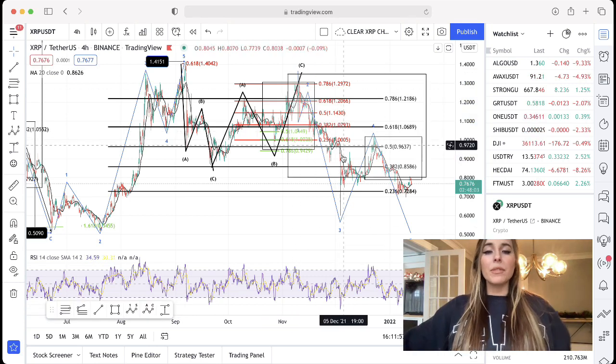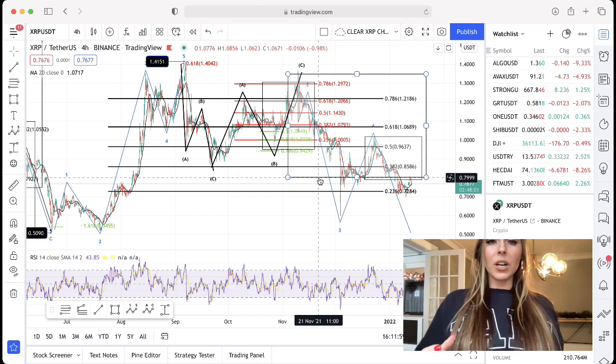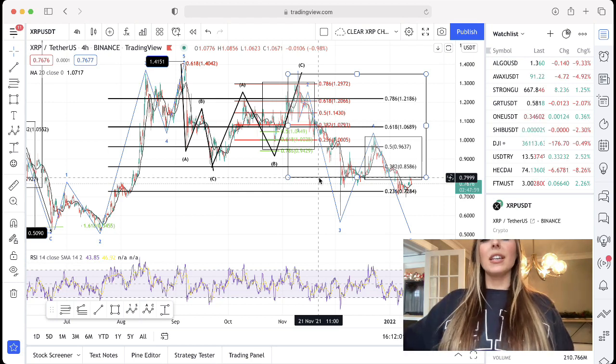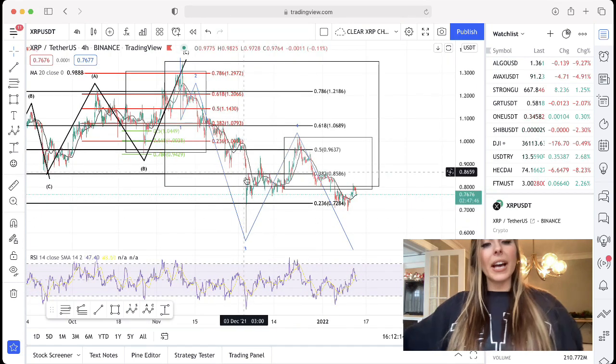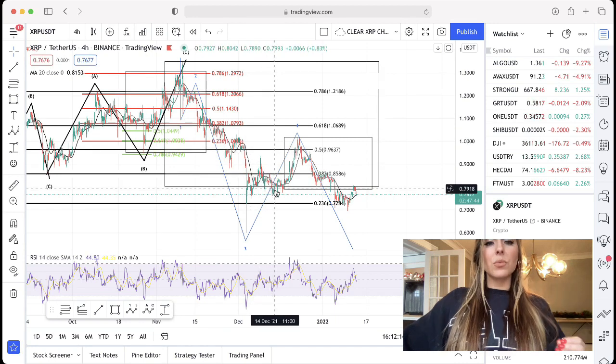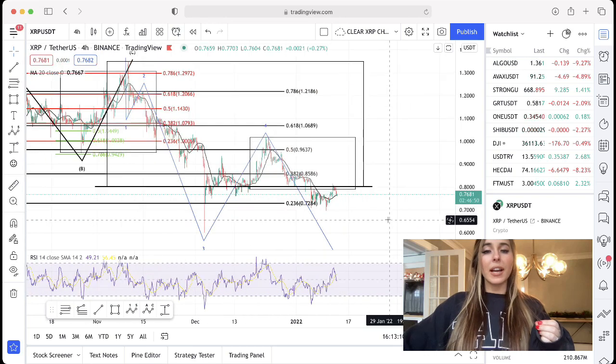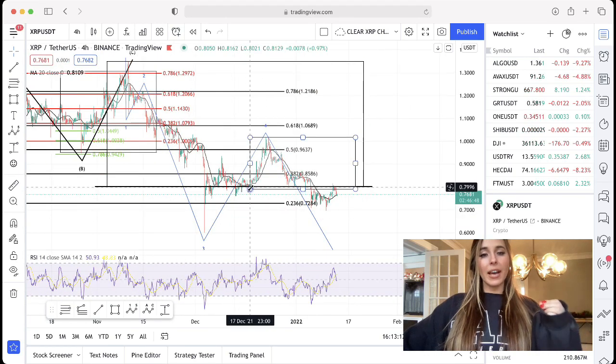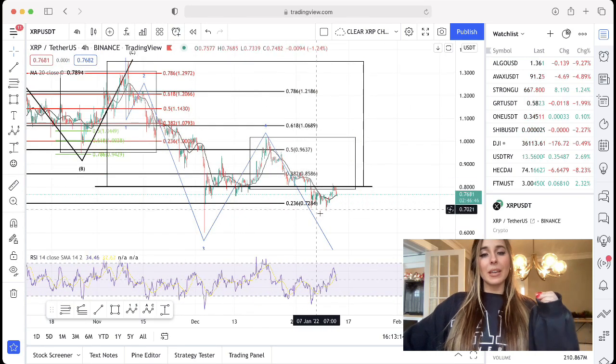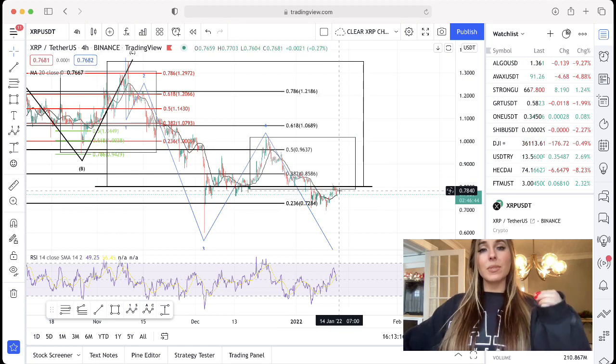Okay, so the bottom of this box here is the 1-to-1 of wave A for wave C. So I'm going to zoom in and show you. We had quite a few bounces and really strong support at the bottom of the box here. You can see that it was support on the left. We went up, and now we came down, and now we're testing it as resistance.